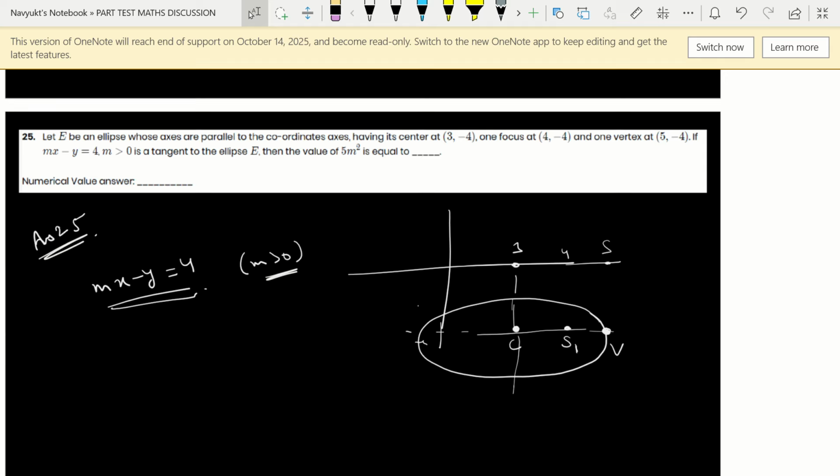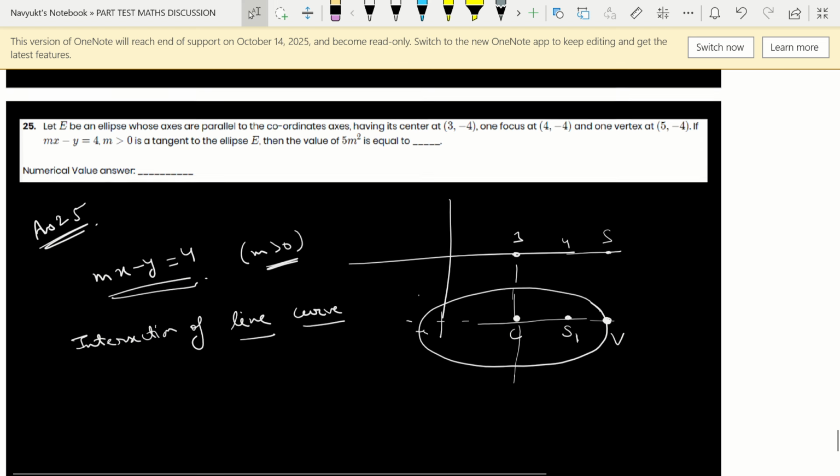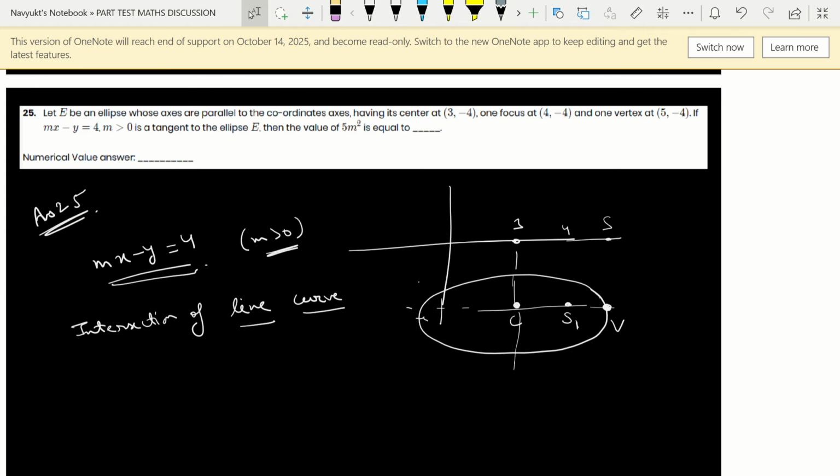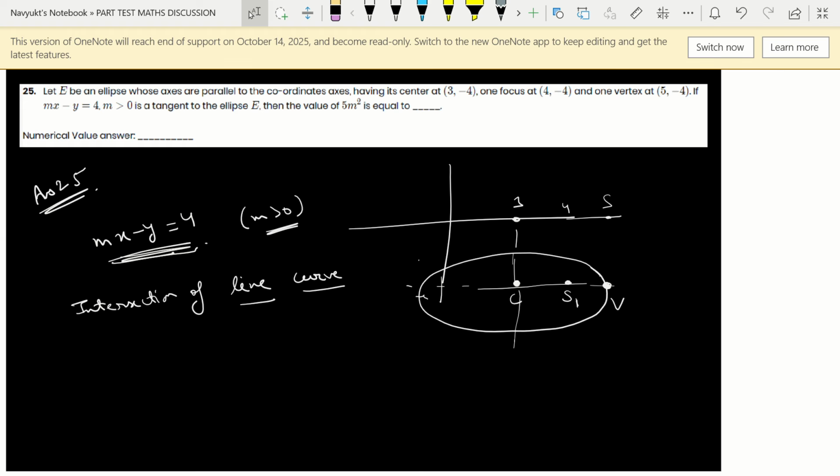So what we would be doing, we would be going with the basic knowledge of intersection of a line and a curve. Clear? If the line is a tangent, they will intersect only at one point. So I should get only one intersection point. We will first frame the equation of this ellipse, and then put the equation of the line in it to get only one root of that quadratic equation.